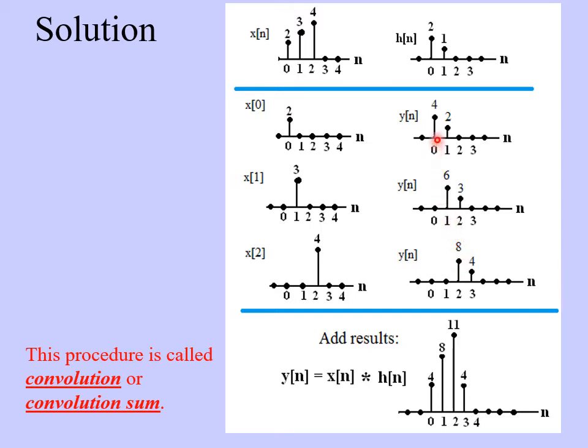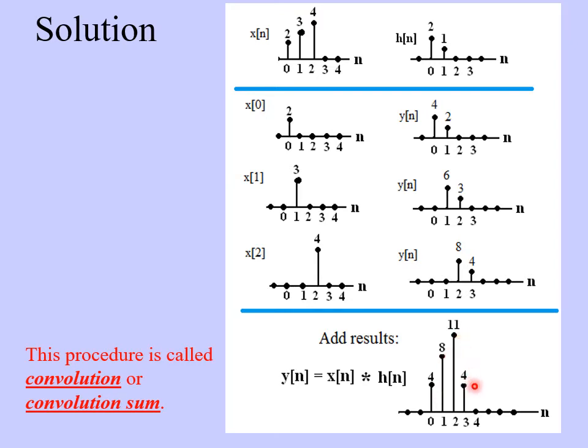So you can see when n is equal to 0, we have a 4, a 0, and a 0, which gives us a 4. When n is 1, we have a 2, a 6, and a 0. That gives us an 8 right here. When n is equal to 2, we have a 0, a 3, and an 8. 3 and 8 gives us 11. And then finally, when n is equal to 3, we have a 0, and a 4, which is the 4. So here's our final output. This is the answer to the problem. Our output is 4, 8, 11, and 4.